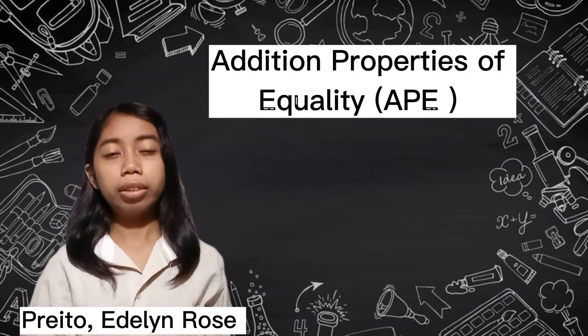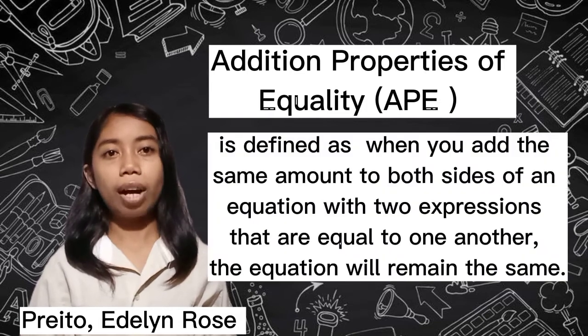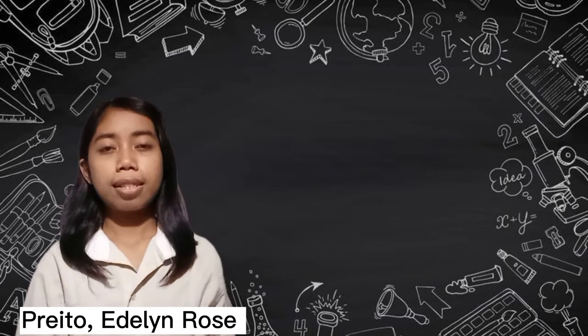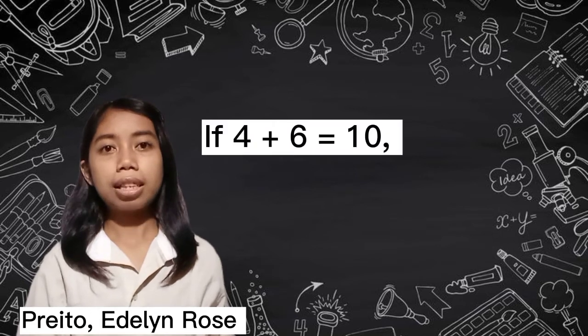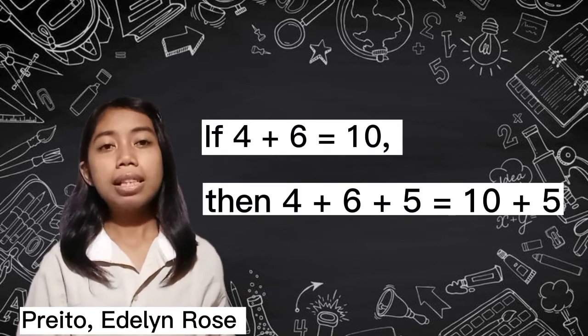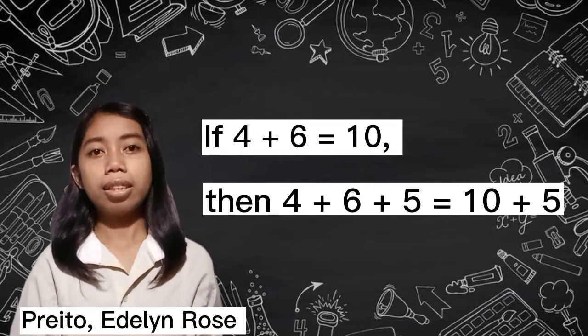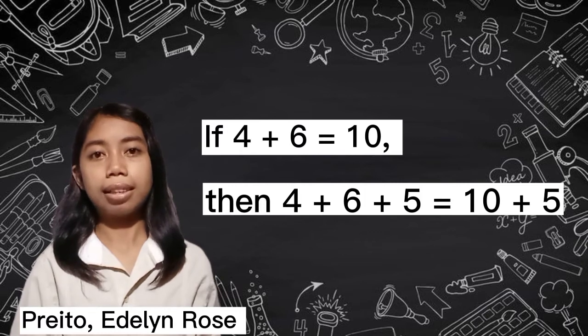Addition property of equality, or APE, is defined as: when you add the same amount to both sides of an equation with two expressions that are equal to one another, the equation will remain the same. Let's take a look at this simple numeric equation. If 4 plus 6 is equal to 10, then 4 plus 6 plus 5 is equal to 10 plus 5, since each expression is equal to 15. You can see that adding 5 to each side of the original equation resulted in a true equation. The equation is still balanced.